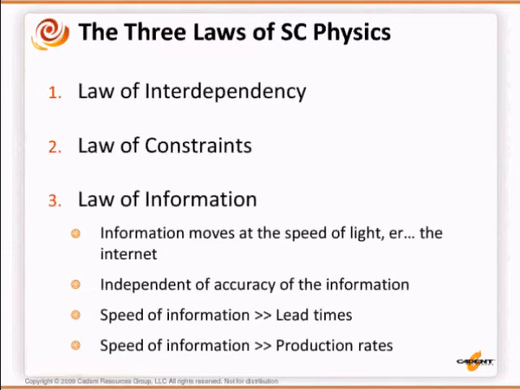Okay. Next, the law of information. Information, as we showed in that last supply chain diagram, moves at the speed of light, or rather at the speed of the internet, which theoretically is the speed of light, but we all know when we try to bring up certain emails and pages, it's not quite at the speed of light. But it's much faster than it used to be. It used to be paper, fax, operation. Now things are pretty much digital and electronic and move pretty quickly.